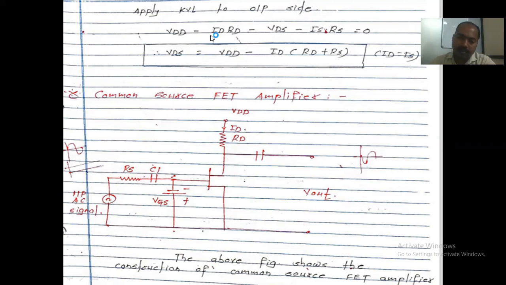Common emitter, common base. Right? CE, CB, CC. Is it correct? Common emitter, common base, common collector. Why do we have to use this type of configuration?